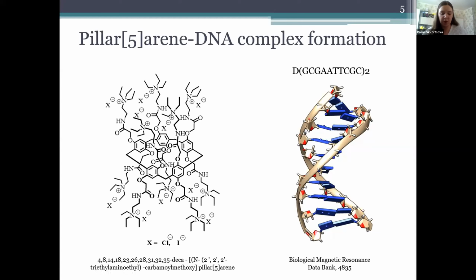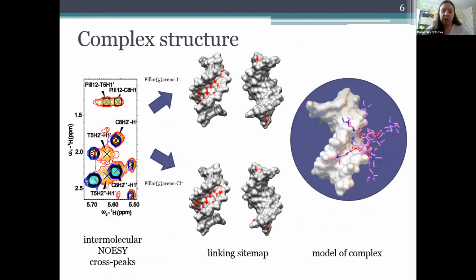To study complexation by the NMR method, we used a DNA decamer molecule since this method imposes a restriction on the size of objects. To obtain structural information about intermolecular interactions, we used nuclear Overhauser spectroscopy. In the NOESY spectra, cross peaks appear between spatially close atoms. A fragment of the NOESY spectra is shown on the left side of the slide.